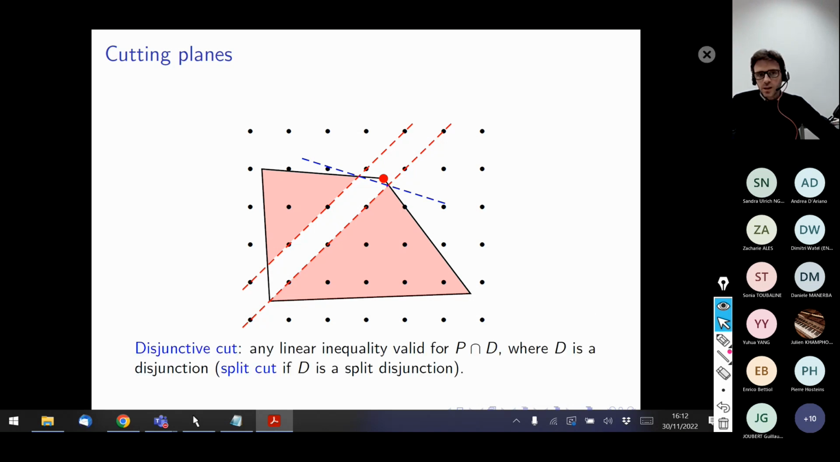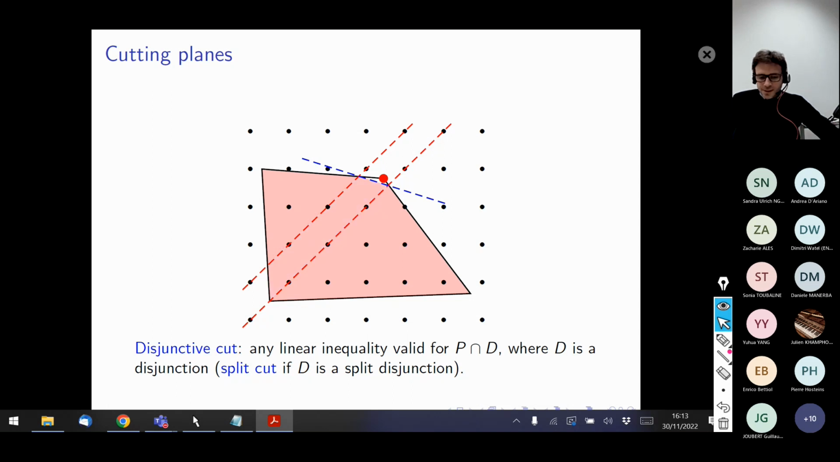Actually, it's called a disjunctive cut if you're working with an arbitrary disjunction, but if your disjunction is a split disjunction like in this picture, then it is called a split cut, and this is what we are going to consider. So when you take disjunctions, you can do branch and bound using those disjunctions, or split cuts using those disjunctions. So in a sense, you can fairly compare the two algorithms.